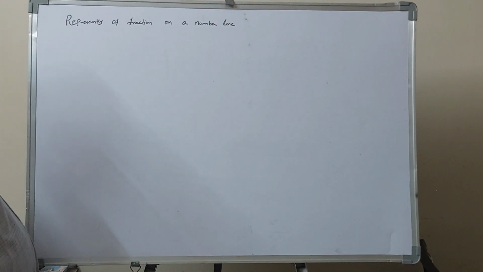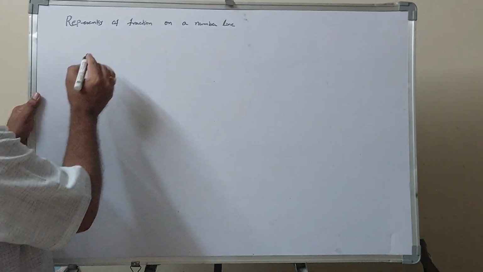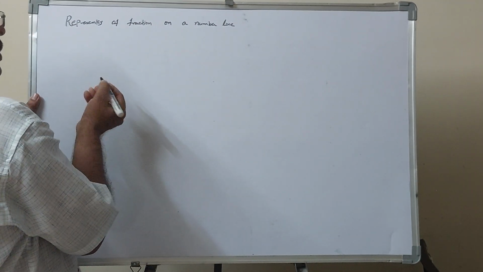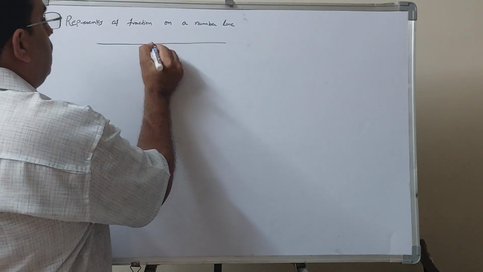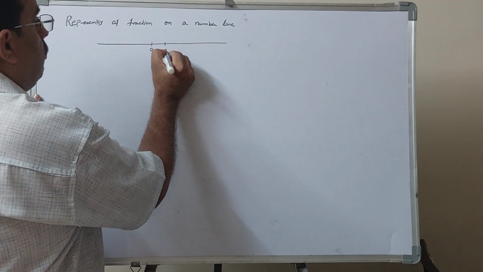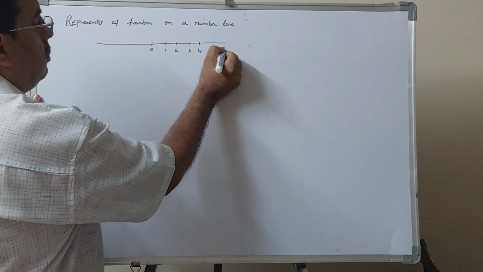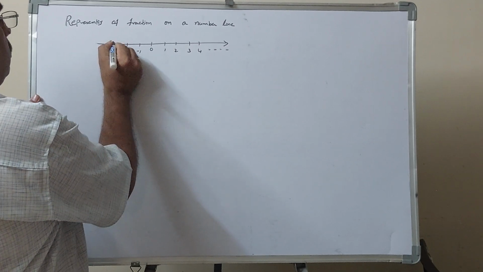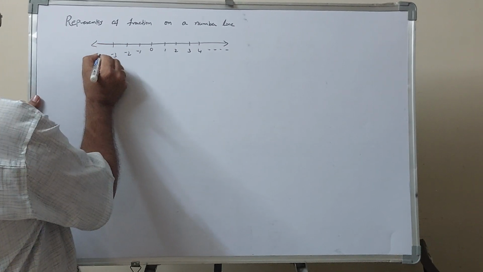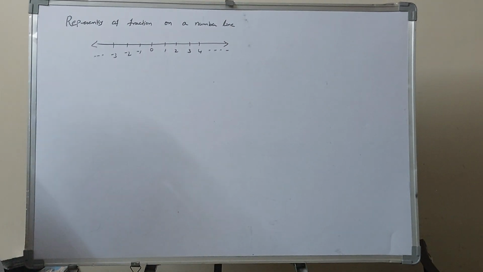Already you all know about the number line. So how to write the number line of integers: you can write this is 0, this is 1, this is 2, this is 3, this is 4, and so on. So this is -1, -2, -3, and so on. This is the way you write the number line of integers.